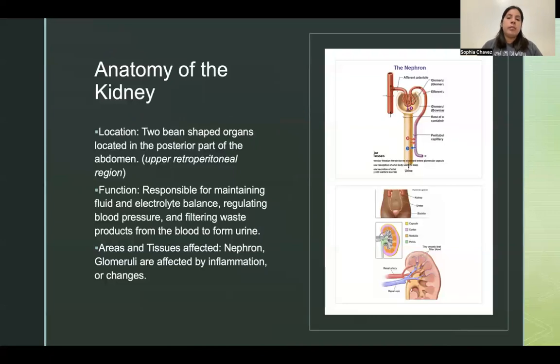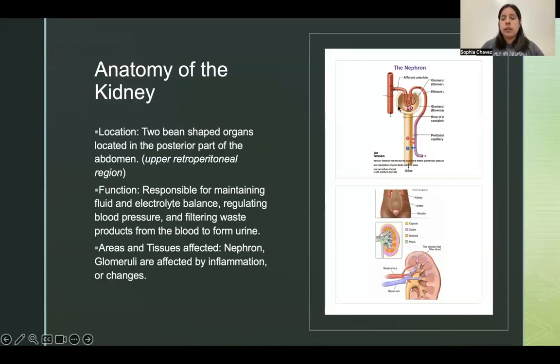So the anatomy of the kidney, the kidneys are two bean-shaped organs that are located in the posterior part of the abdomen, in the upper retroperitoneal region. The kidneys are responsible for maintaining fluid and electrolyte balance, regulating blood pressure, and filtering waste products from the blood to form urine. And then the nephrotic and nephritic syndromes affect the nephron and the glomeruli by either inflammation or changes to these tissues.